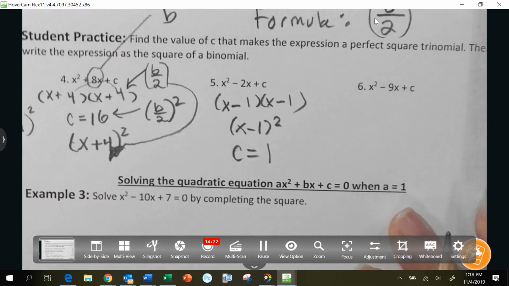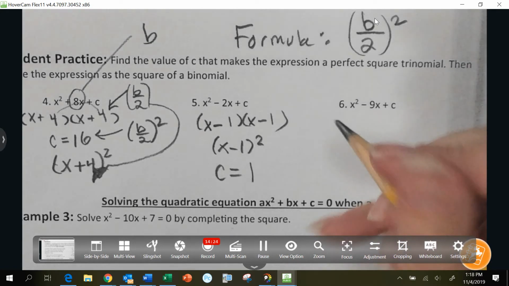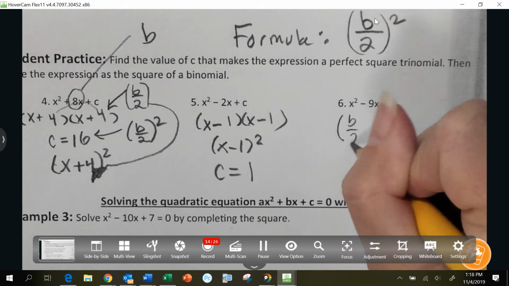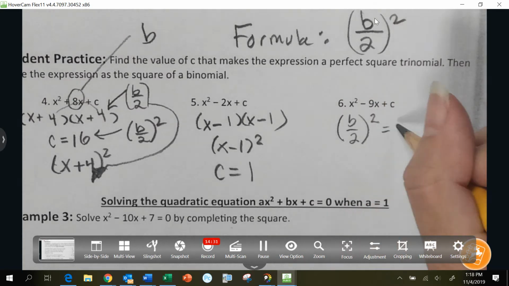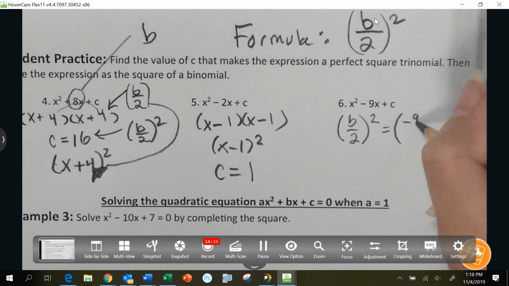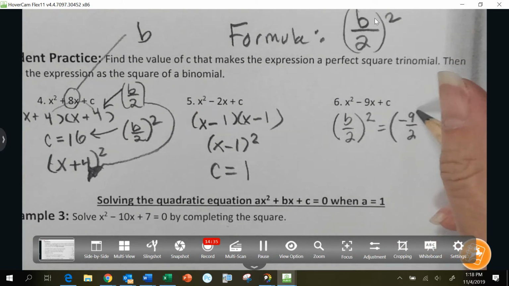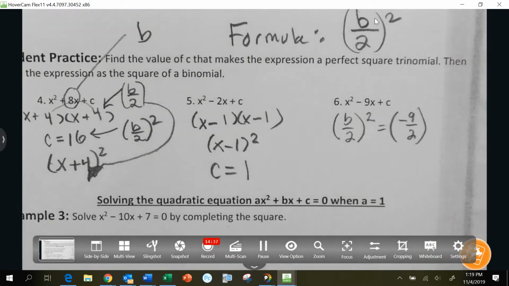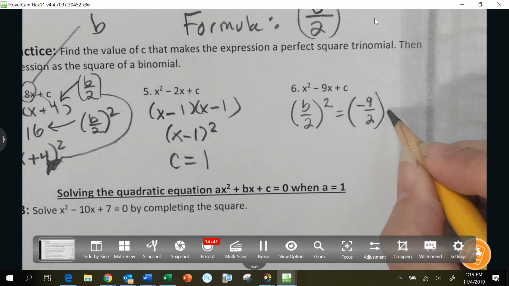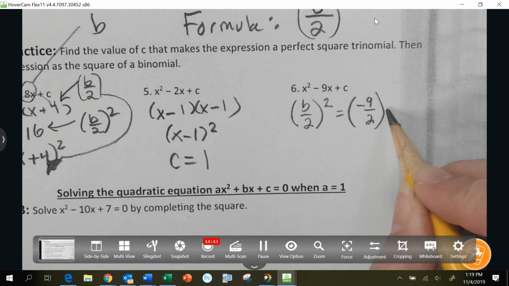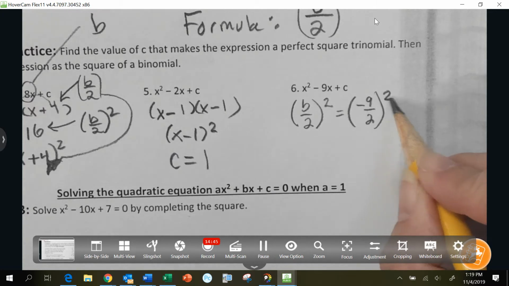For this one, let's do the formula. Let's do B divided by 2 and then square it. So what's B? So if I take it and I divide it by 2, that doesn't reduce. Yeah, I can divide it, but I'm just going to leave it like this. And then after that, I square it.